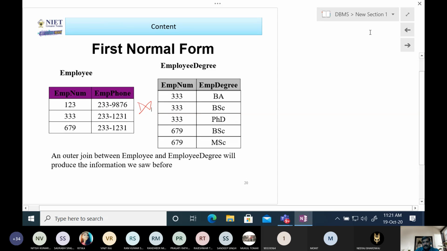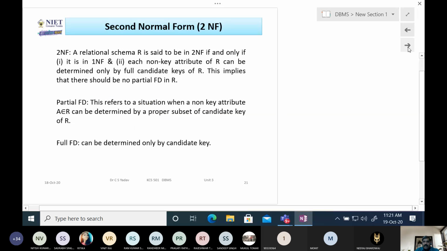Yes, sir. Now second normal form. Definition of second normal form. A relation R is said to be in second normal form if and only if, first condition, it should be in first normal form. Second, each non-key attribute of R can be determined only by the full candidate key of R. This implies that there should be no partial FD in R.